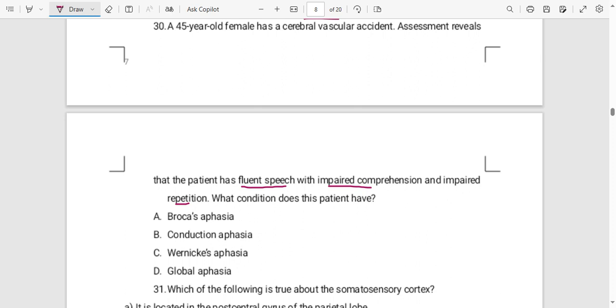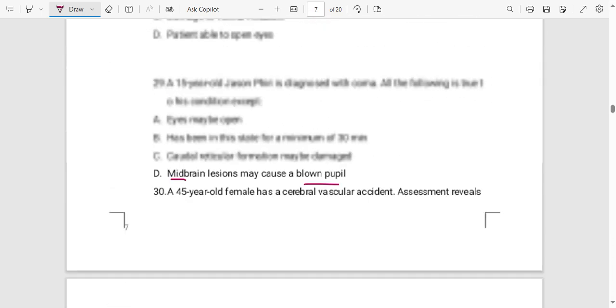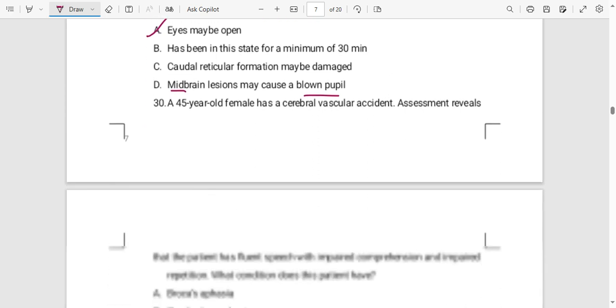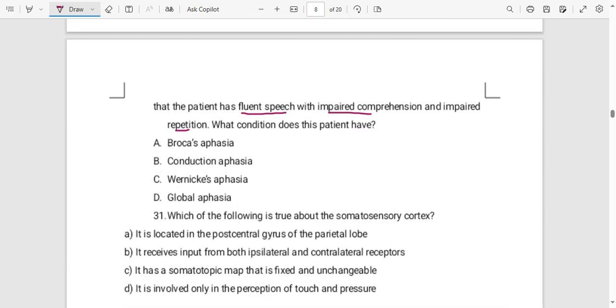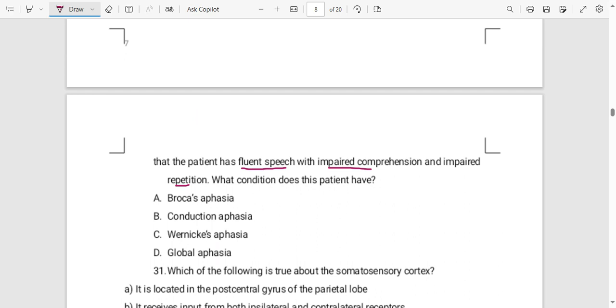Oh, sorry for the previous question. We picked A. Eyes may be open, so the eyes are always closed. Anyone that wants to say something again?